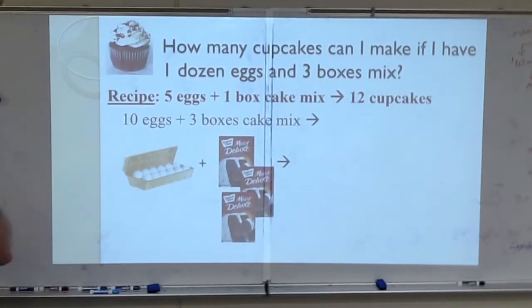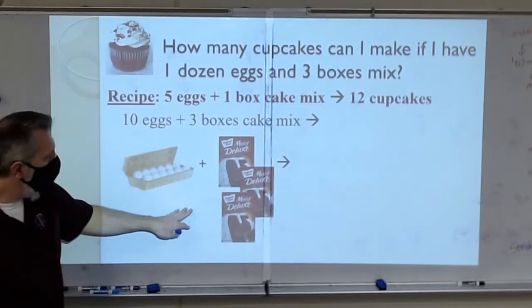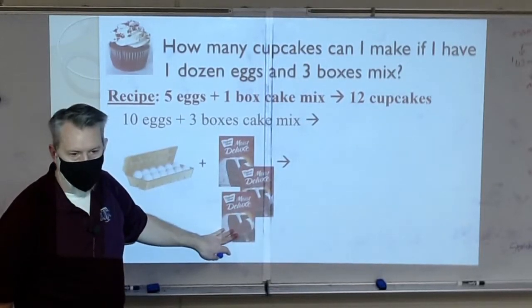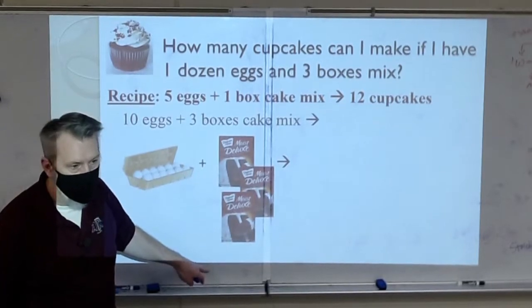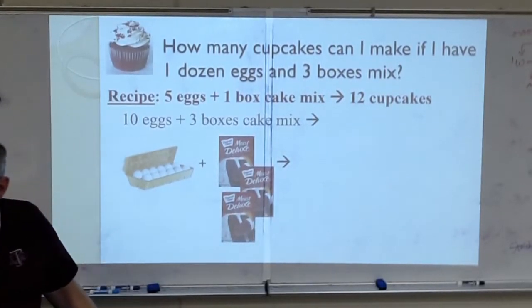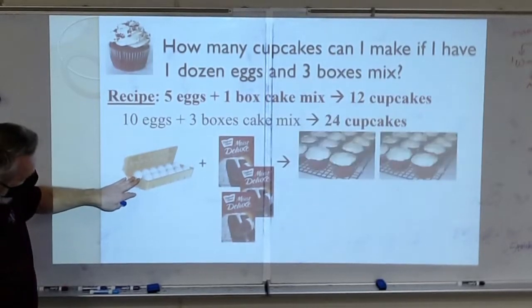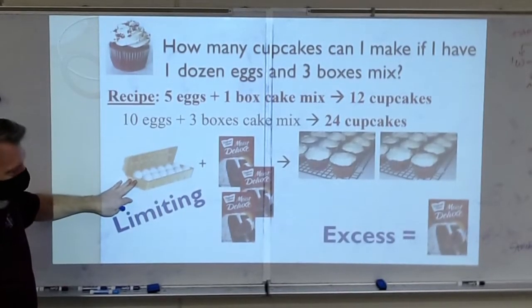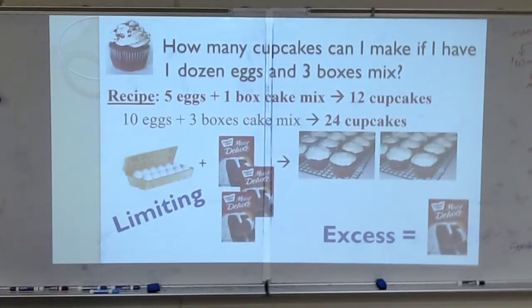Now, what you did was say, how many could I make with 10 eggs? 24. How many could I make with 3 boxes? 36. Which one of those is smaller? 24. And which do I run out of first? Eggs. The eggs are my limiting reactant. The cake mix is my excess reactant. It's really that simple.